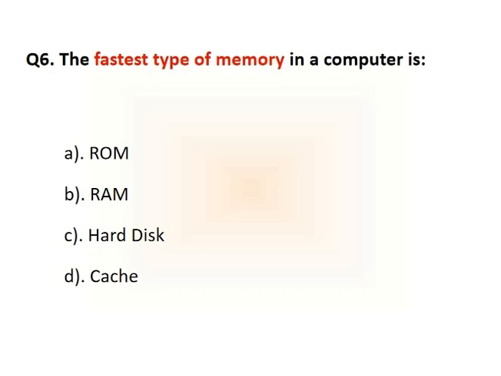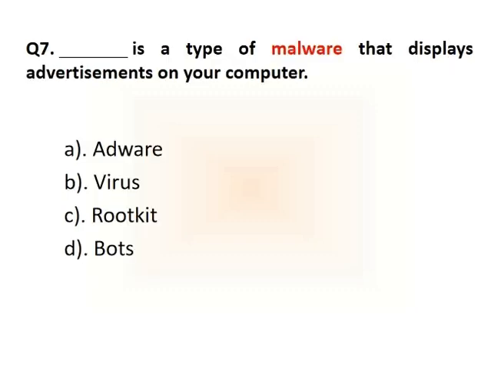The fastest type of memory in a computer is option number D. Dash is a type of malware that displays advertisements on your computer. Option number A, adware.